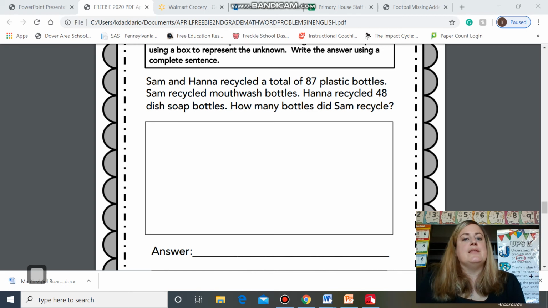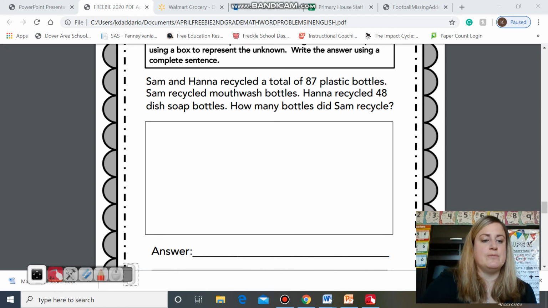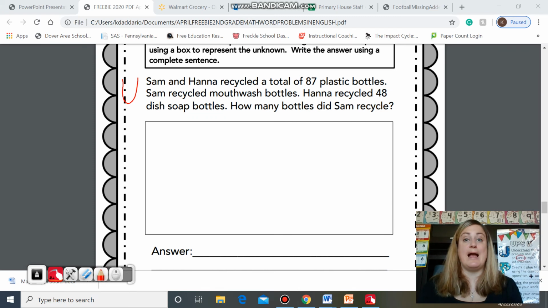So the next problem reads, Sam and Hannah recycled a total of 87 plastic bottles. Sam recycled mouthwash bottles. Hannah recycled 48 dish soap bottles. How many bottles did Sam recycle? So here I'm going to go through and get my tools ready, and I'm going to do my understand.